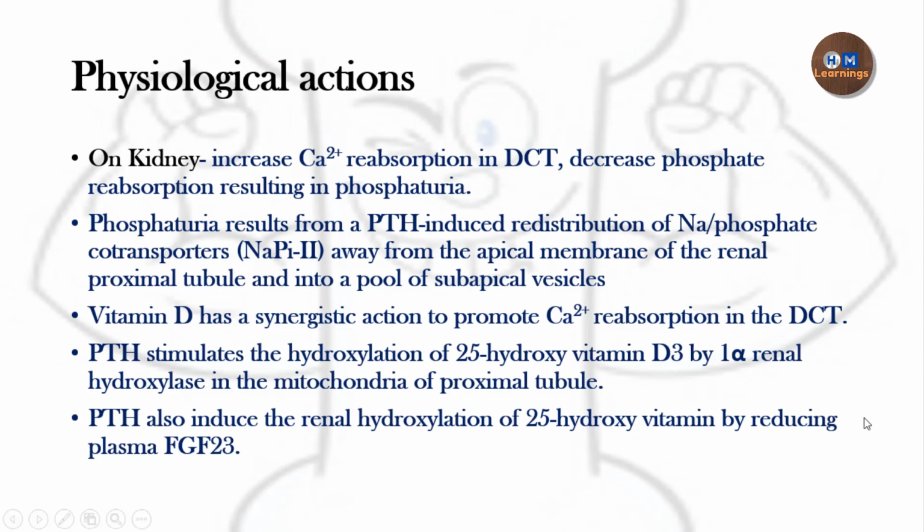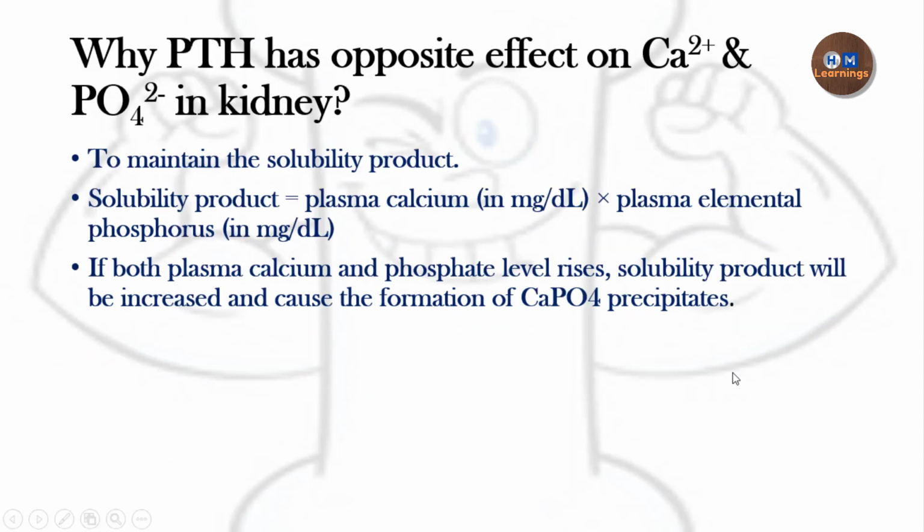So now the question has come: why does the parathyroid hormone have opposite effects on the calcium and the phosphate in the kidney? It causes the calcium reabsorption in the kidney, but inhibits the phosphate reabsorption in the kidney. And we know that the parathyroid hormone causes resorption of the bone, it causes the release of the calcium and the phosphate both from the bone into the blood, but it reabsorbs the calcium from the kidney but inhibits the reabsorption of the phosphate from the kidney. So why is the parathyroid hormone doing that?